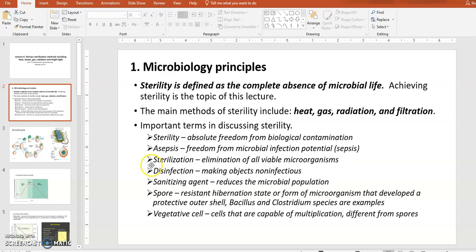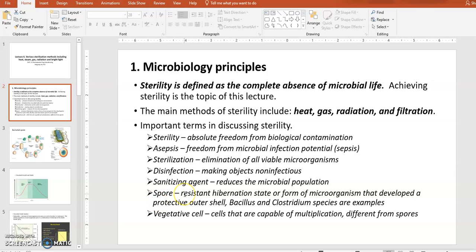Sterilization is a process of getting your sterility done and establishing your sterility. And disinfection is making an object non-infectious by killing most of them, not all of them. Okay, a sanitizing agent, of course, is a chemical that reduces the microbial population.